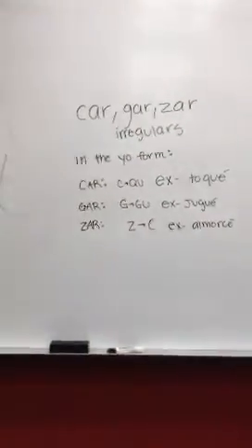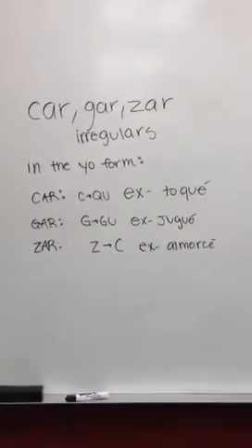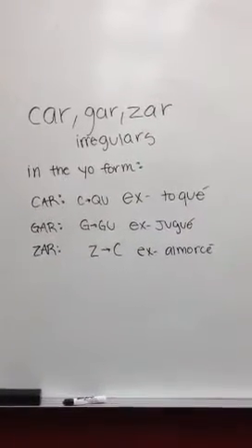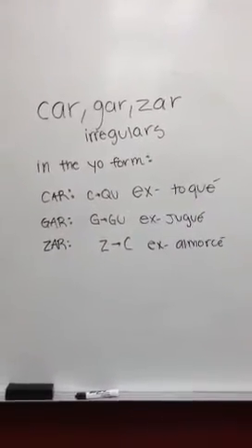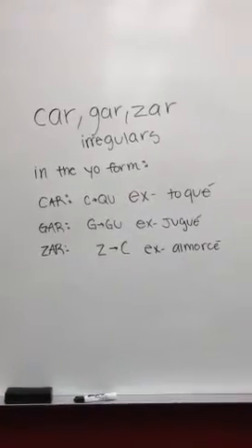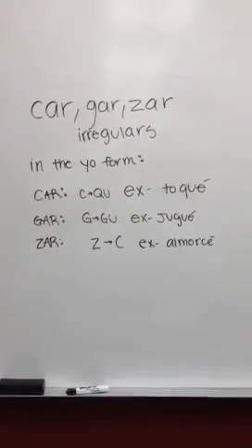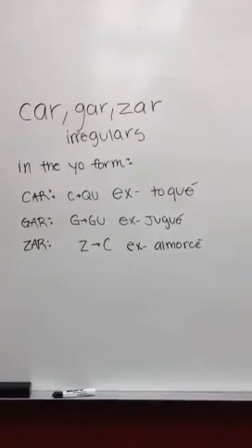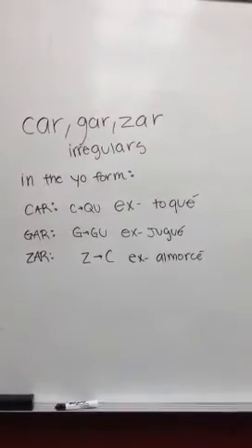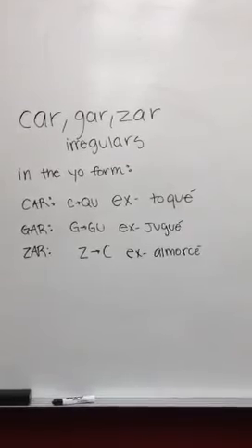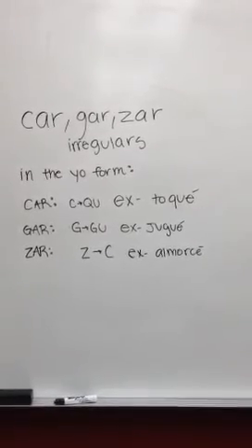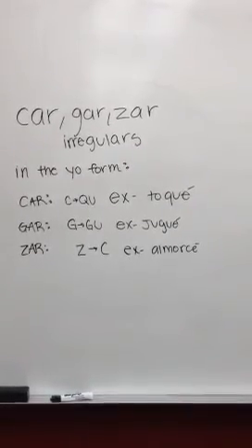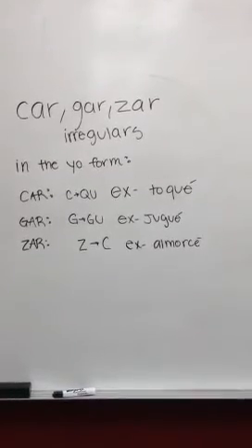Now on to the -car, -gar, -zar irregulars. In the form of yo, if a verb ends with car, then you would change the C to QU. An example of that would be toqué. If a verb ends with gar in the yo form, you change the G to GU. An example of that would be jugué. And if a verb ends with zar, you change the Z to C, and that would be almorcé.